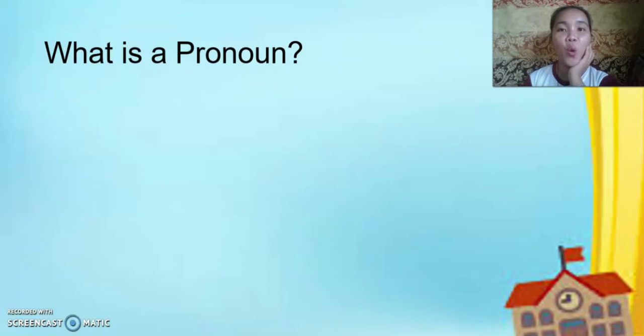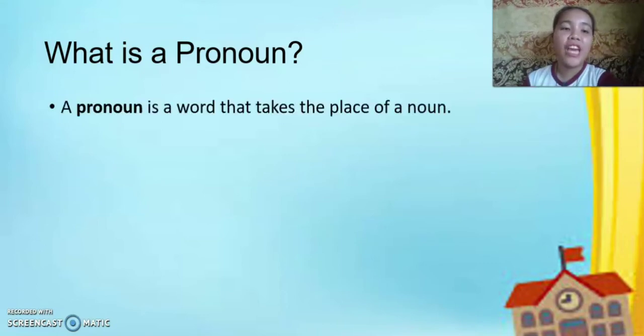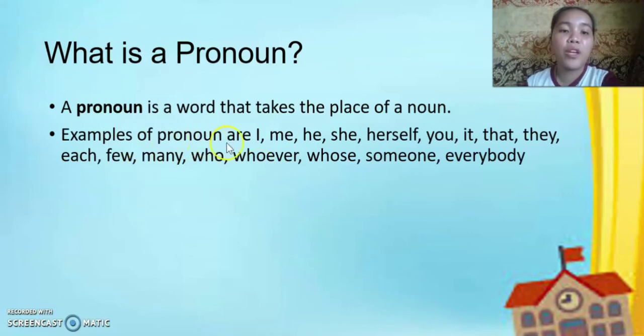Okay, now let us know what a pronoun is. A pronoun is a word that takes the place of a noun. So remember that the pronoun replaces a noun. So again, what are nouns? Nouns are names of persons, places, things, ideas, or events. Okay? So those are what is being replaced by pronouns. Examples of pronouns are I, me, he, she, herself, you, it, that, they, each, few, many, who, whoever, whose, someone, everybody. So these words are examples of pronouns that replace a noun.